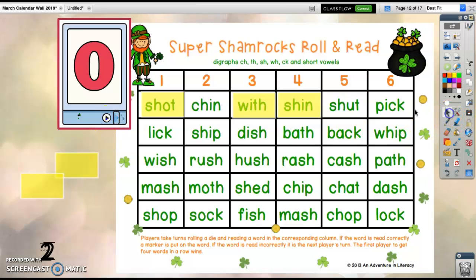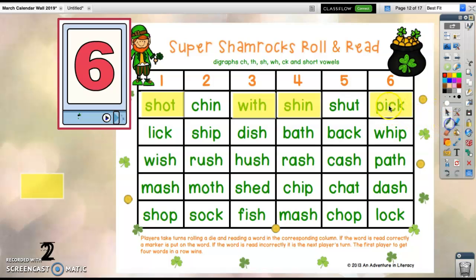Let's see what lucky number we get today. What word are we going to say today? 6. So Miss Swink's going to pull a word over here. We're going to sound this word out right here. All right, you ready? P, I, C, K. Do I do that? No, I don't. I don't go k.